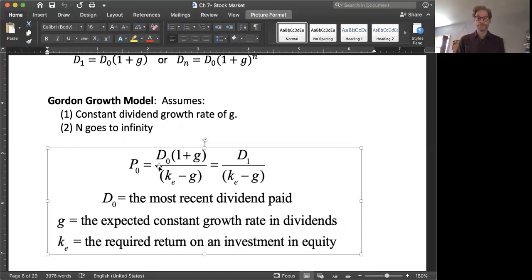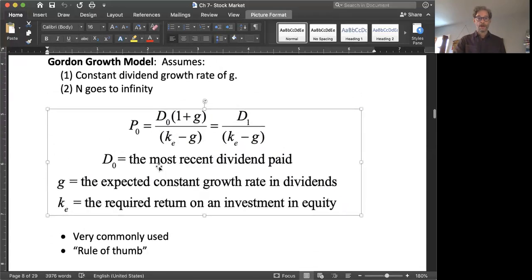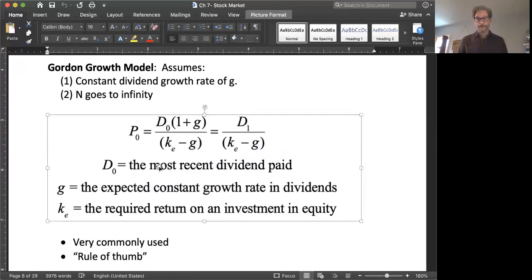The current price should just be last period's dividends, what you think the growth rate is going to be, and your required return. If you know those 3 pieces of information, you just plug it in and you calculate, right? So the Gordon growth model is very commonly used by people in finance, not because I think people in finance believe it's correct.